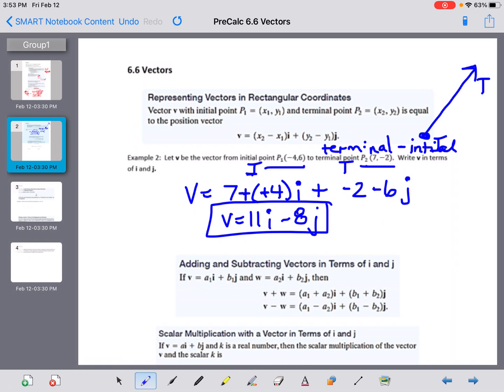Okay, let's think about this. I went from -4 to 7. I added 11i. I added 11 on my verticals. I went from 6 to -2. I subtracted 8 on my verticals. Make sense? Okay, so that's how you find the combined movement or the vector movement, okay?